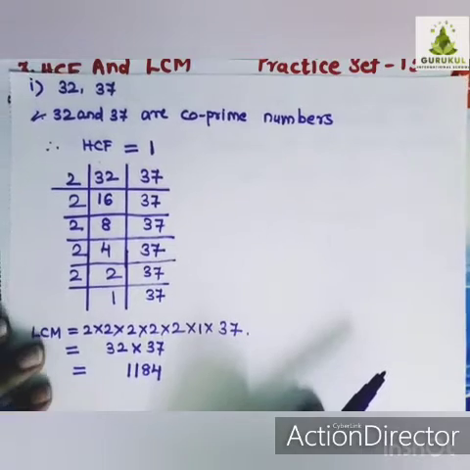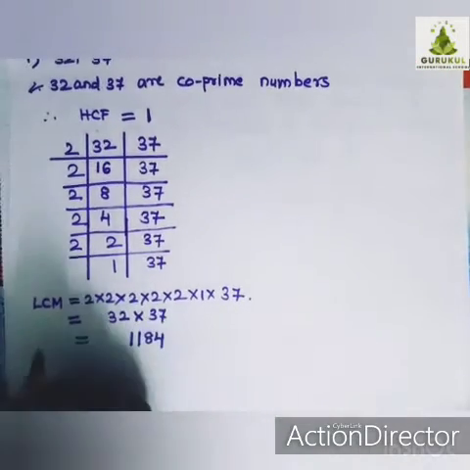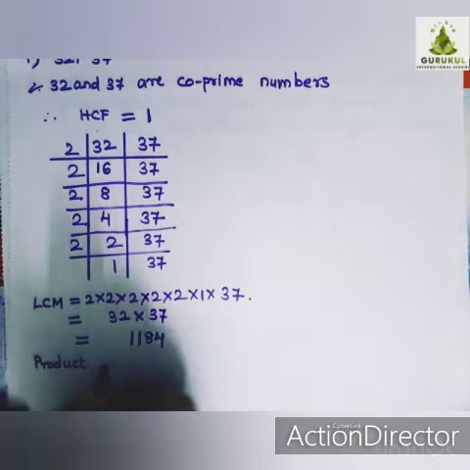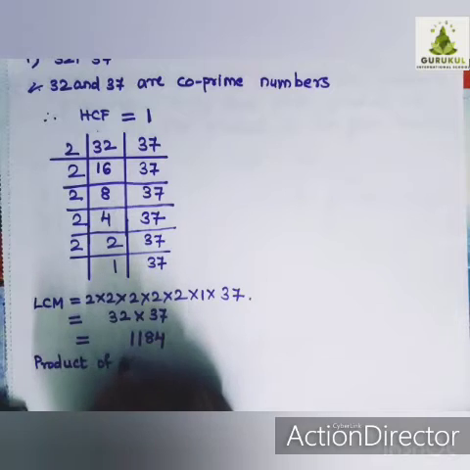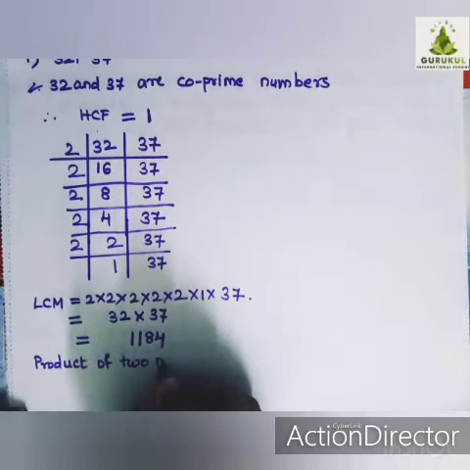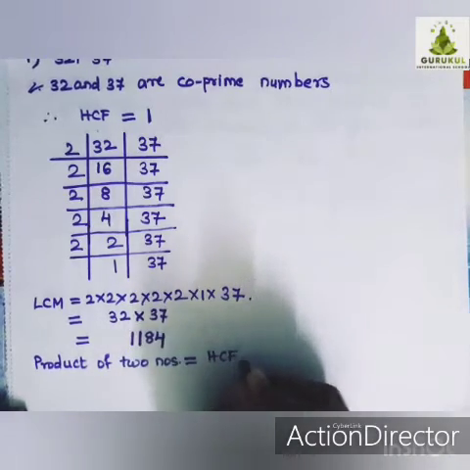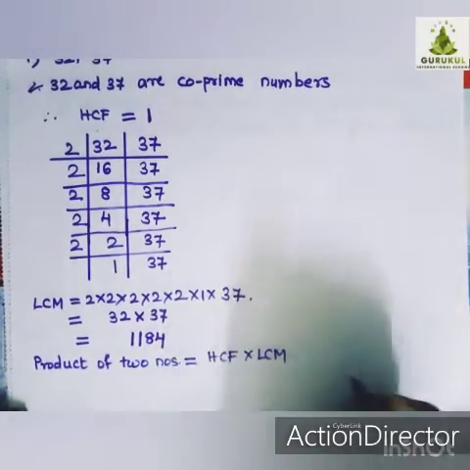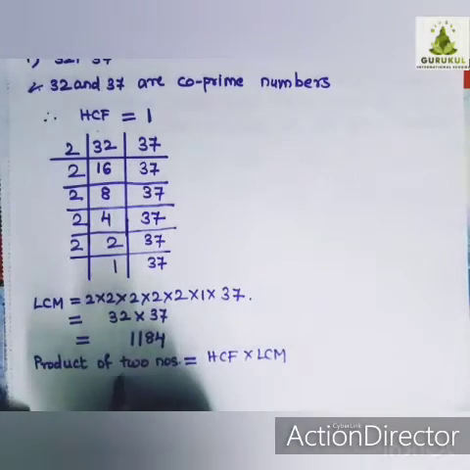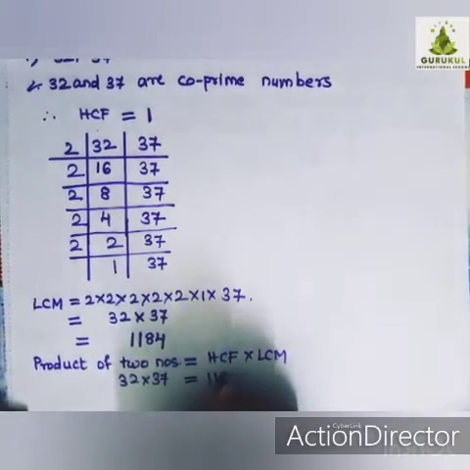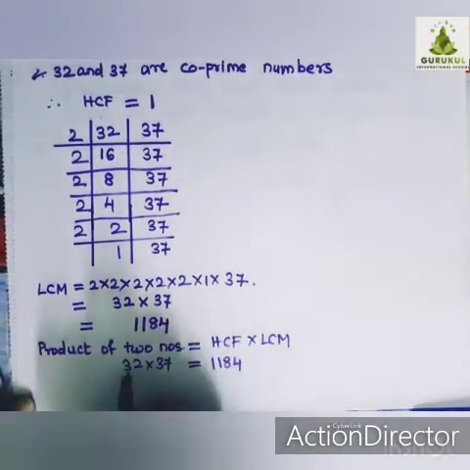So, we will write it down. How we can write down that product of two numbers or given numbers is equal to HCF into LCM. Okay, so product of two numbers 32 into 37 is equal to 1184. Same, this is same, 32 and 37.